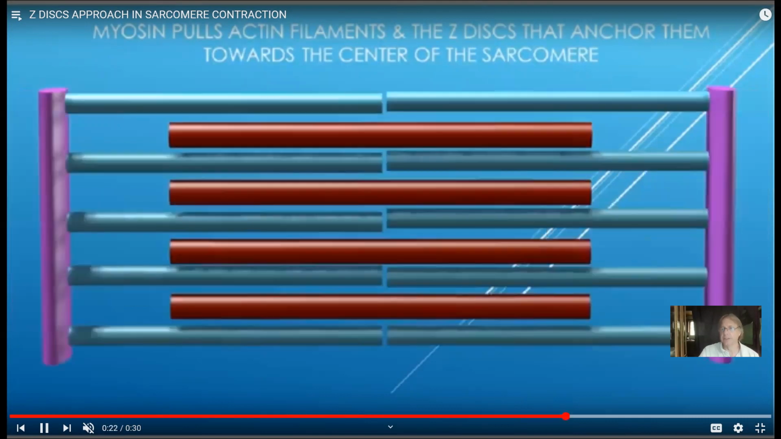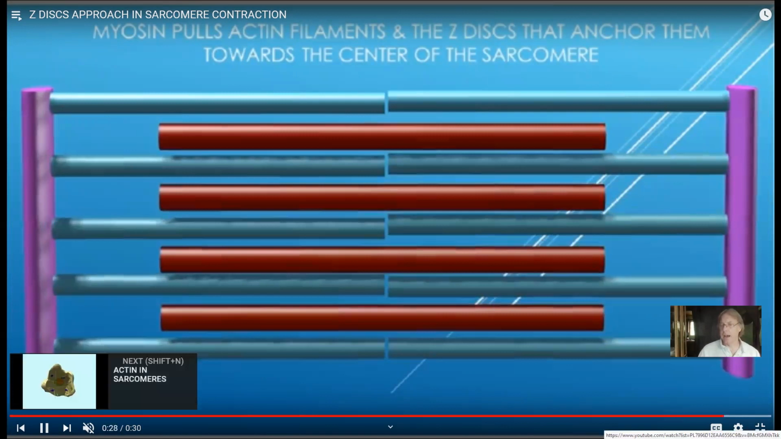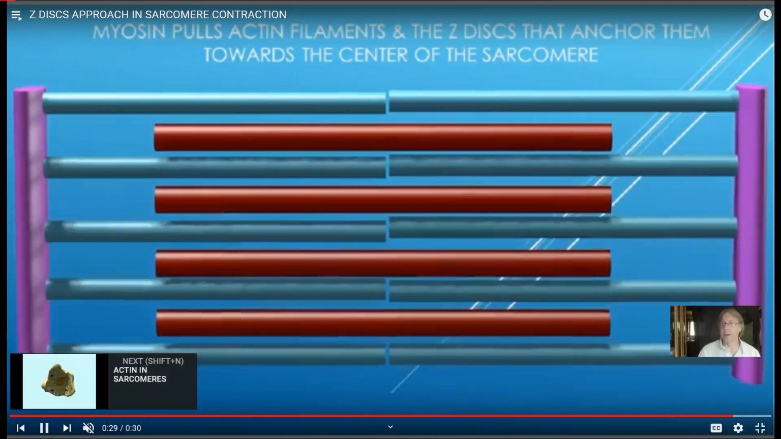the sarcomere to contract. And once again, this is important because since myofibrils are made of chains of sarcomeres and muscle cells are made of lots of myofibrils, if we can explain the contraction of sarcomeres in general, even though they're small, this then in essence describes the contraction of the entire muscle. So Z discs are the edges of the sarcomere where the actin filaments attach.